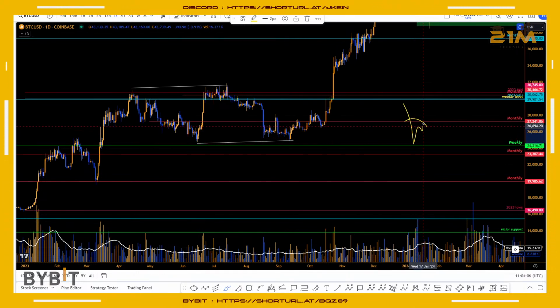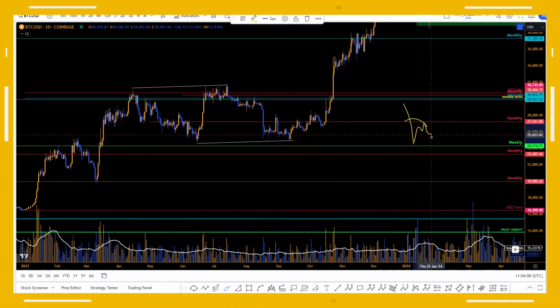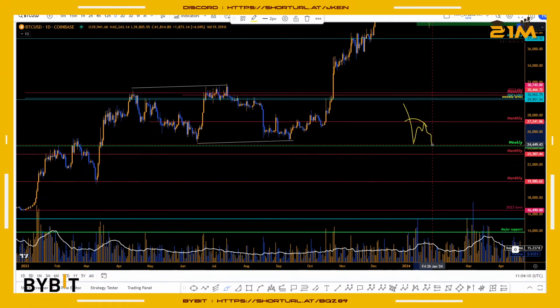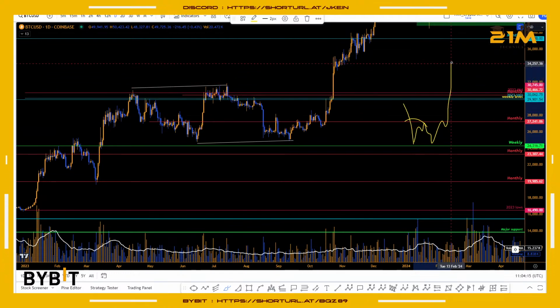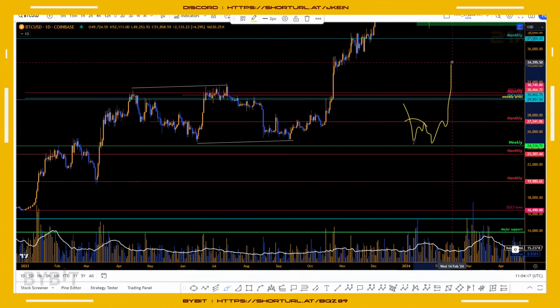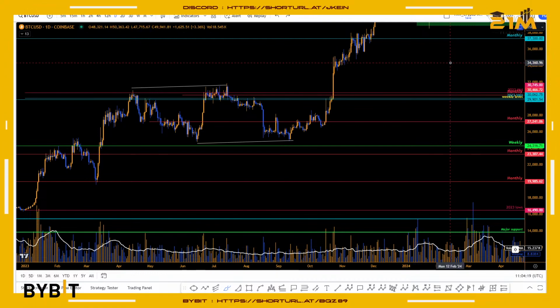So practically we go for an EMA 200 retest, we reject, we go for a double bottom like this. The price holds, we reclaim the EMA 200, and the price goes for a pump like this. So that's the only two options, the bull case scenario that I have for BTC.